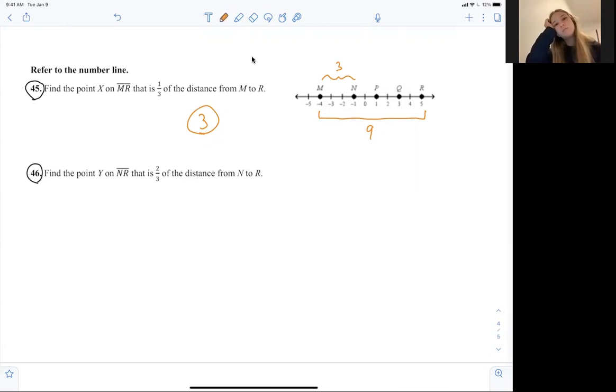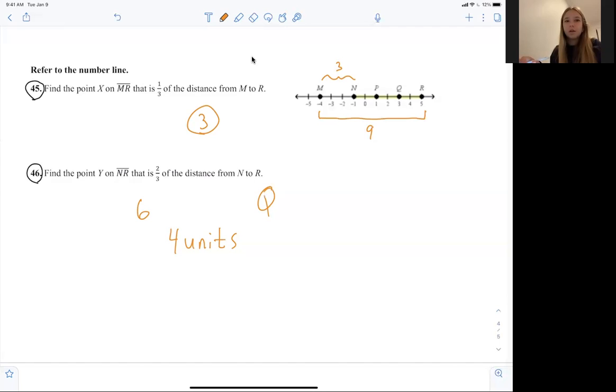Anybody tell me, anyone give it a shot? Just tell me what you got. I got Q. Somebody said Q. All right, let's see what it says. Find point Y on NR. So now NR is how much? 6 units, correct? That is 2/3 of the distance. What's 2/3 of that distance? 4 units, correct? So if we are 4 units away, that would put us at point Q.